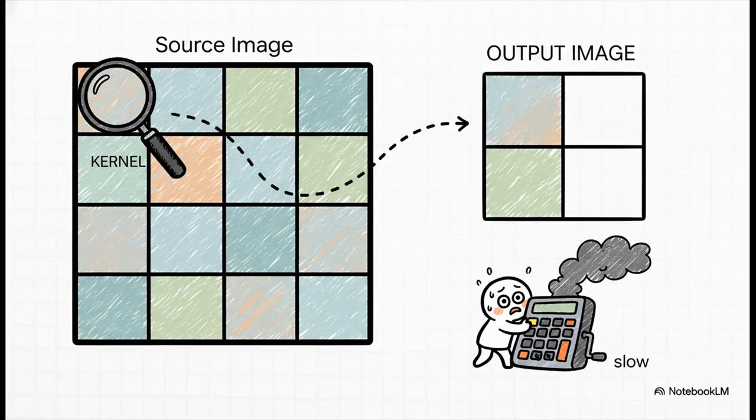So the technical term for this is convolution. The way it works is you basically have this little grid called a kernel, and it slides across your image, one single pixel at a time. At every stop, it looks at that pixel and the ones around it, does a quick calculation, and spits out a new pixel value. Now, imagine doing that for every single pixel in a 20 megapixel photo. Yeah, it's slow, it's clunky, and it's a huge drain on your computer's resources.